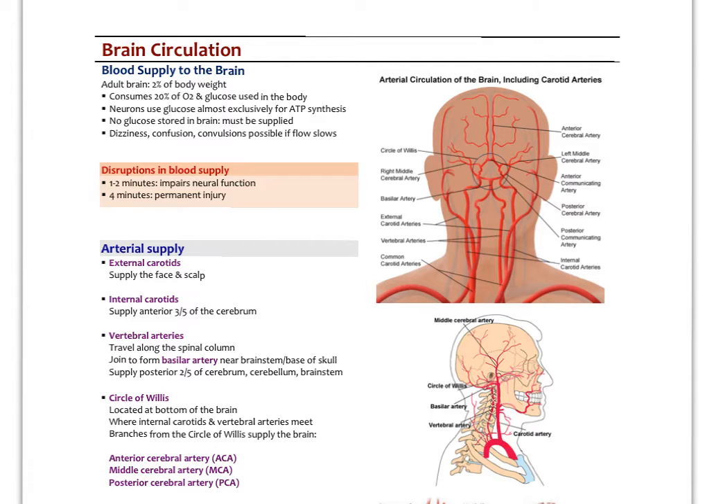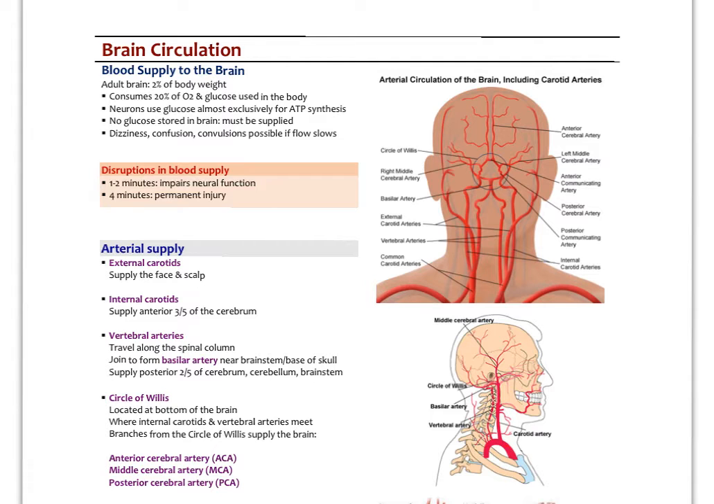All right, neurons use glucose almost exclusively for ATP synthesis. Your muscles and whatnot can use other things like ketone bodies, which are the breakdown ketones from fat, but the brain needs glucose.